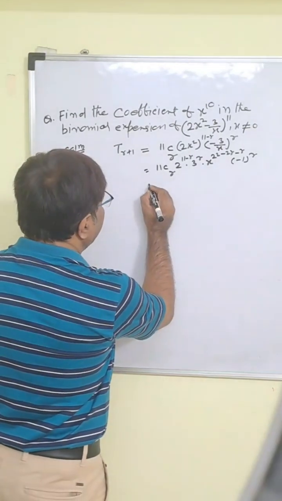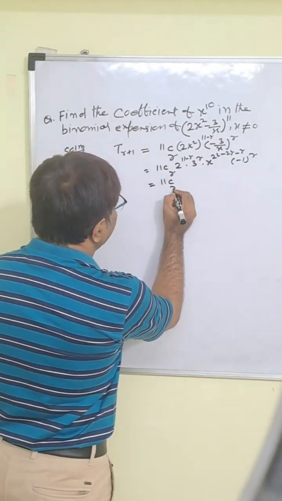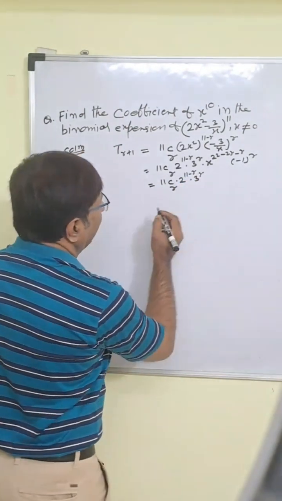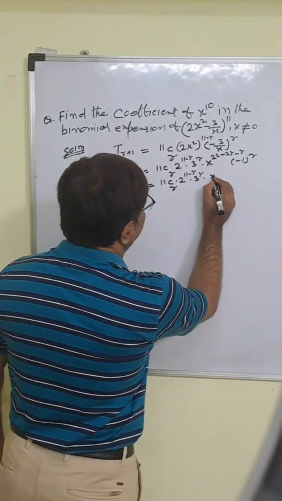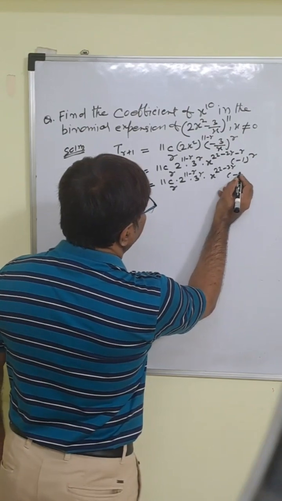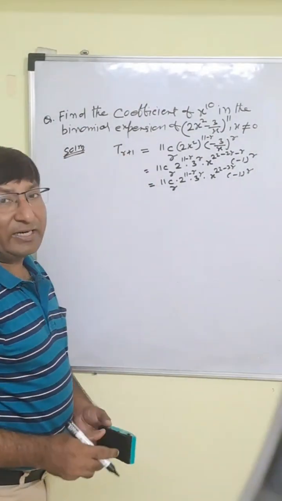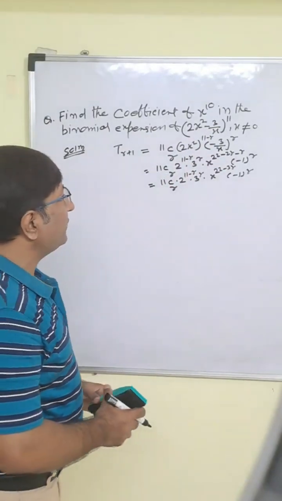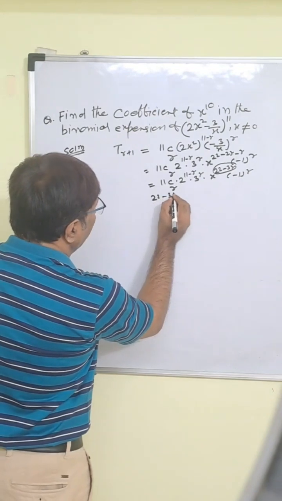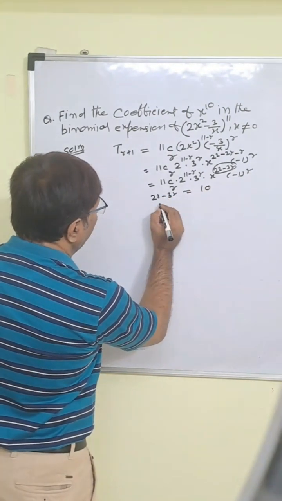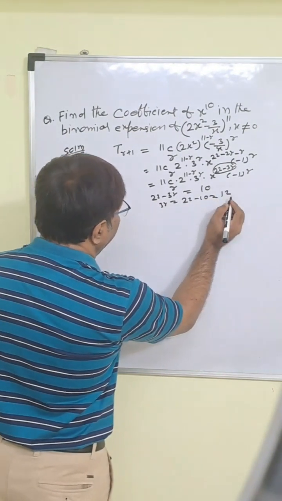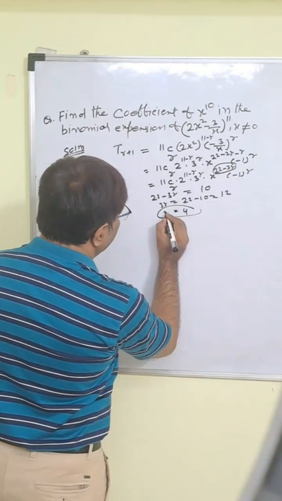Now we can find very easily: 11Cr into 2 to the power 11 minus r into 3 power r, and x power 22 minus 3r, and into minus 1 to the power r. We need the x to the power 10 coefficient, so just put the value of this power equal to 10. You will get 22 minus 3r equal to 10. So 3r equal to 22 minus 10, that is 12. So r equals 4.